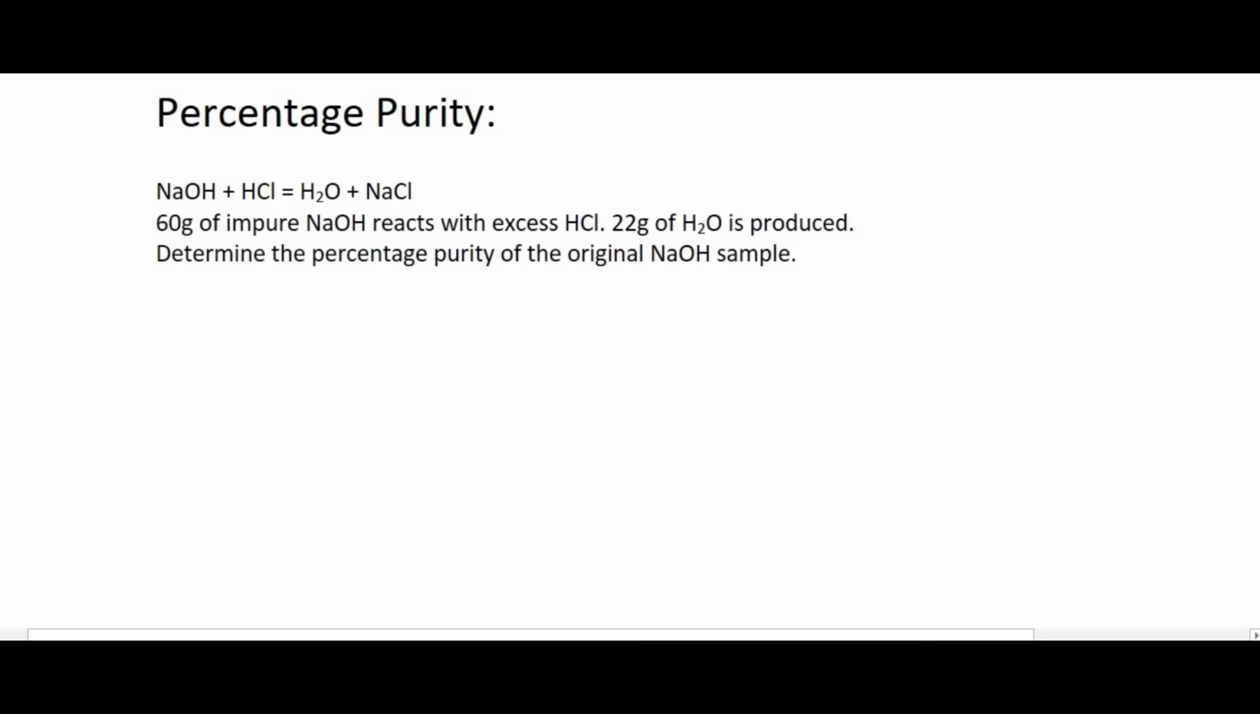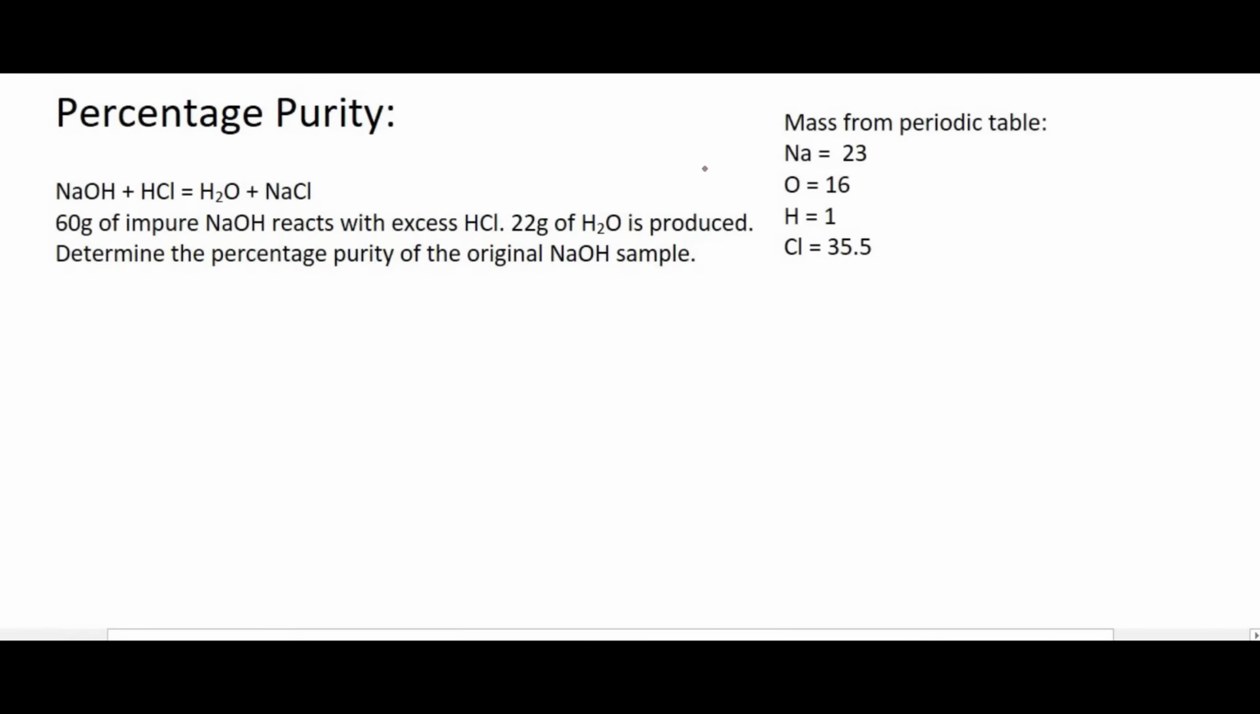In this lesson we're going to be talking about percentage purity. So how exactly does percentage purity work? Well, as always, I'm just going to do a couple of examples, and by the end you will have a very good understanding of how it works. So pretty much this is the way it goes. I've just quickly added the different masses of the elements on the periodic table.